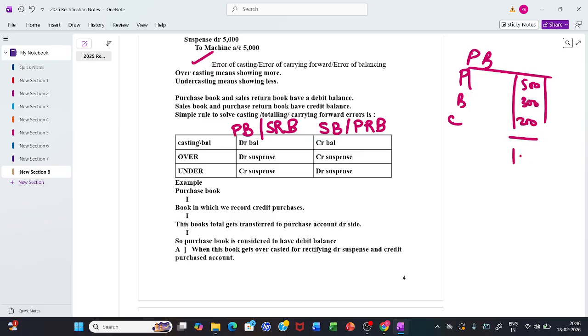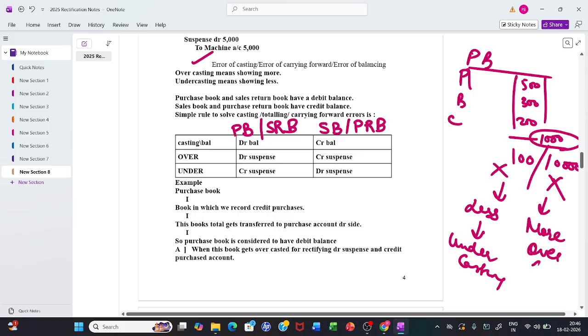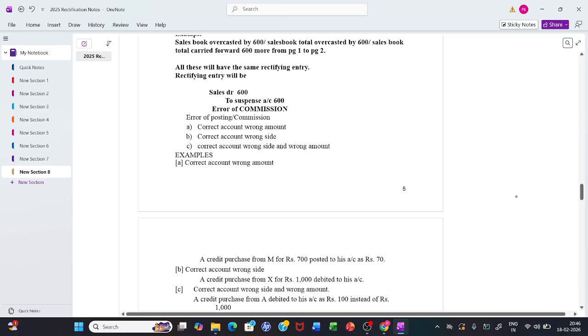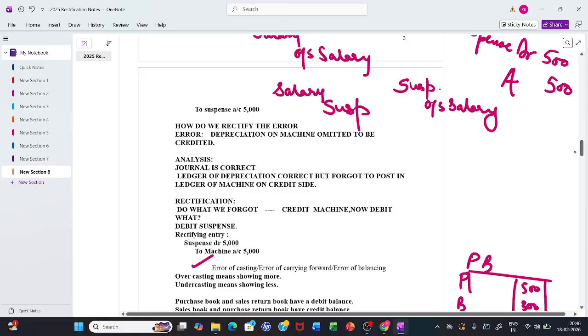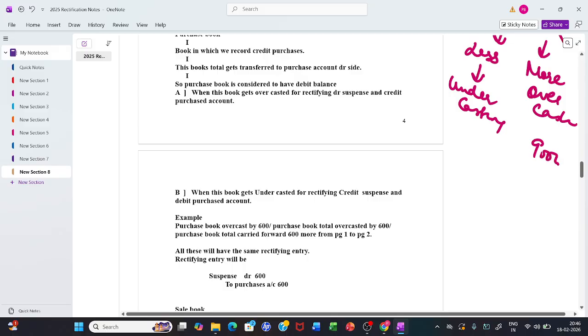When we are preparing these books, say I am preparing a purchase book A, B, C, 500, 300, 200. Now, if I do the total, it's 1000. If by mistake I write 100 or I write 10,000, so I am not showing the actual amount which is 1000. I am showing wrong amount. When I show 900, I am showing less. I am doing undercasting. But when I am showing 10,000, I am showing more. That is getting overcasted. By how much? Here overcasting is by 9,000 and here undercasting is by 100.